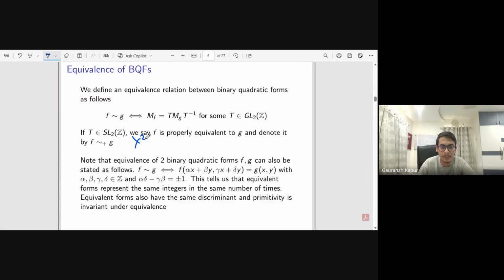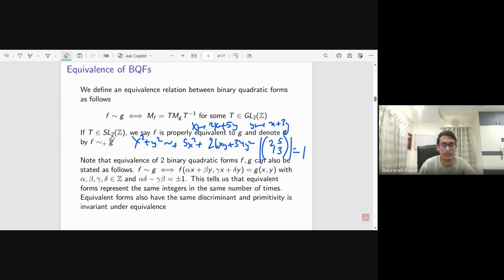So for example, x square plus y square is properly equivalent to 5x square plus 26xy plus 34y square via the transformation x goes to 2x plus 5y and y goes to x plus 3y. So you can see that the matrix of this transformation is 2, 5, 1, 3 and its determinant is 1. So this is an example of proper equivalence.